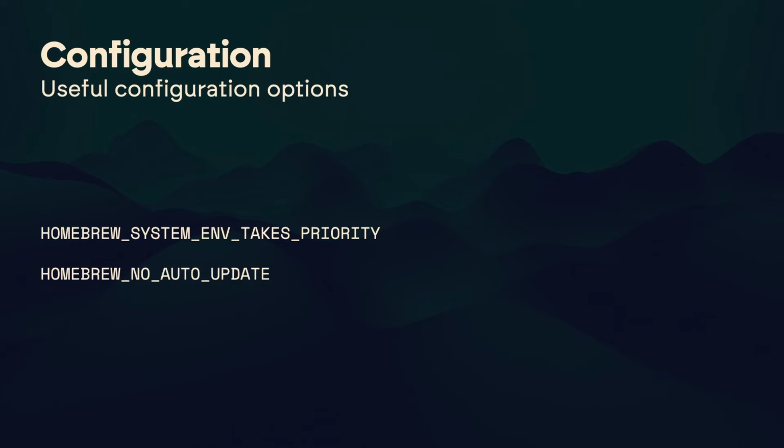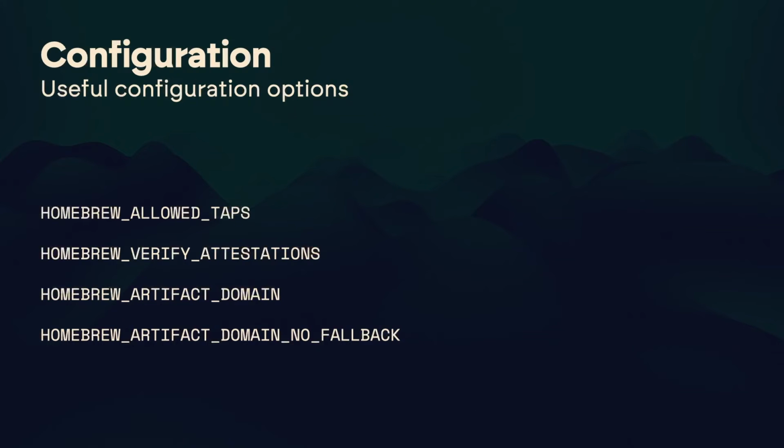Another is Homebrew no auto update. You might think, why would I want no auto updates? Well, instead of doing Homebrew auto updates, where every whatever amount of time the updates run, you could turn it off, and you could set that up yourself and control it on a per machine basis in Workbrew. So these are some interesting configuration options around what is allowed into the system.